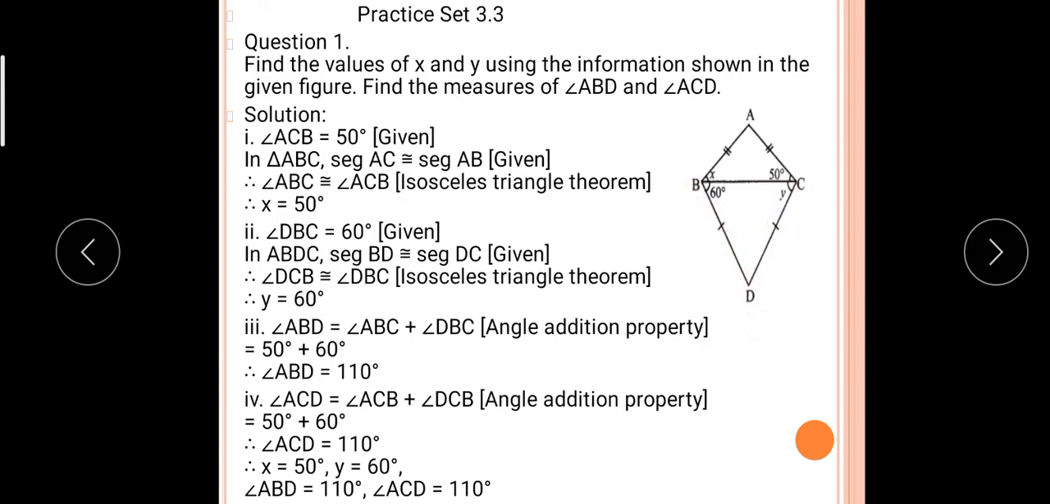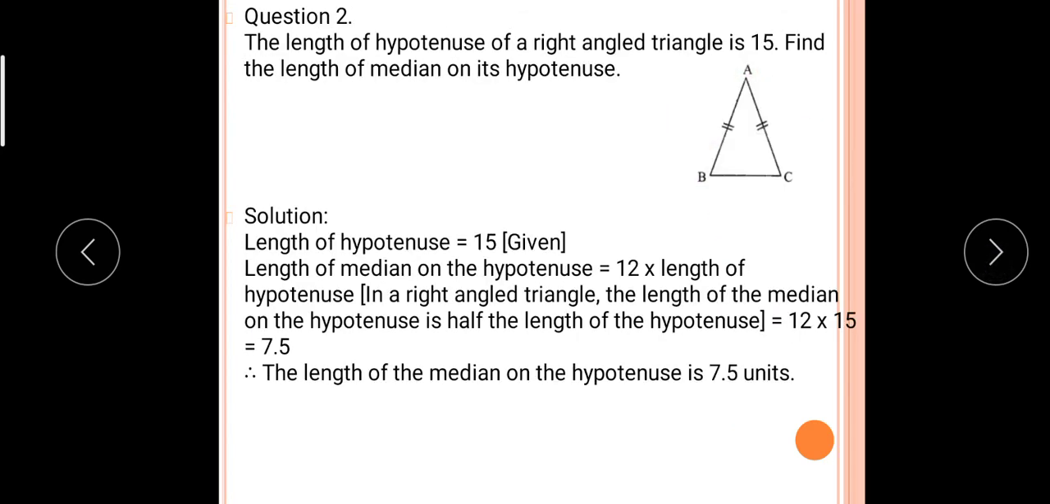Then ABD, what do we have to find out? ABD is x plus 60, that is 50 plus 60, which is equal to 110 degrees. And ACD is 50 plus 60, that is 110 degrees. And therefore angle ABD and angle ACD are equal to 110. Firstly, we have to find x and y by the isosceles property, and then you can add, and simply you will get ABD and ACD, that is equal to 110.